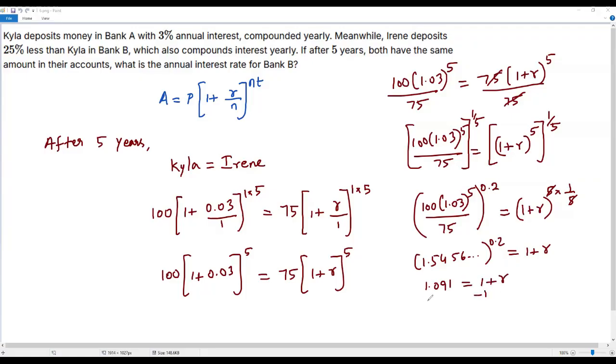Now to solve for r, I subtract 1 from both sides. When I do so, I am getting 0.091 on the left side, and on the right side we have r. So I got the value of r in decimal form. To convert this to a percentage, I multiply this decimal by 100. When I multiply 0.091 by 100, I am getting 9.1%. So the annual interest rate for bank B is 9.1%.